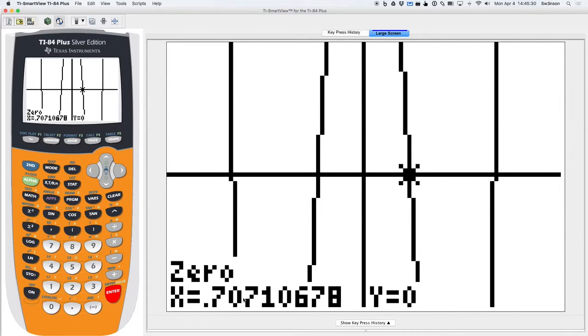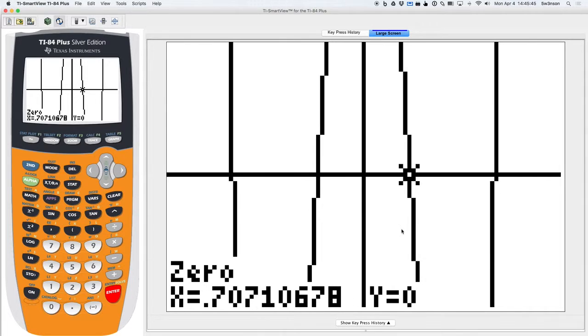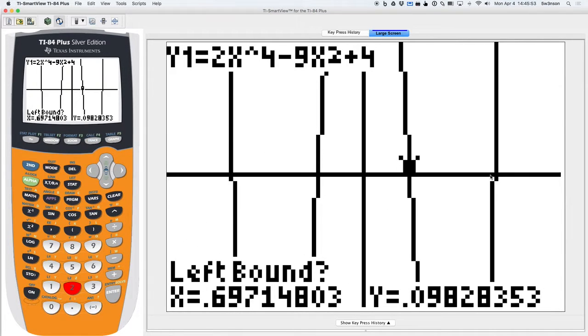So actually here it is. Here's one of my answers, 0.707. So coming back over here, I can now say x is approximately 0.707. Now let me repeat that process here, but this time I'm going to find this one here. How does one do that? Well, magically delicious. We go to second, calc. I'm going to press 2 for zero.